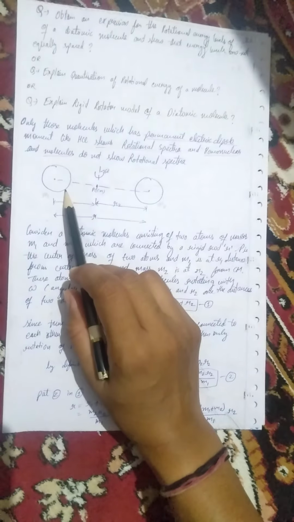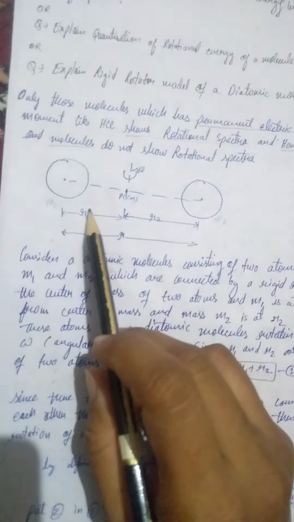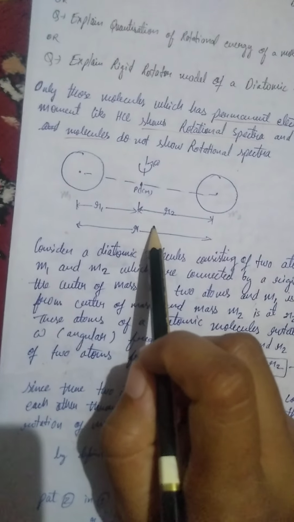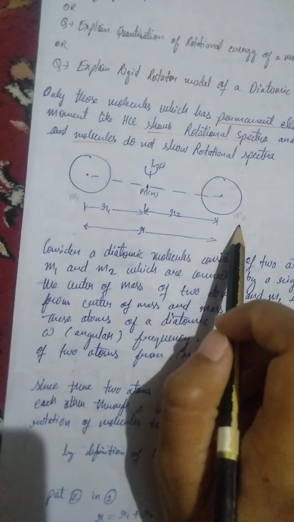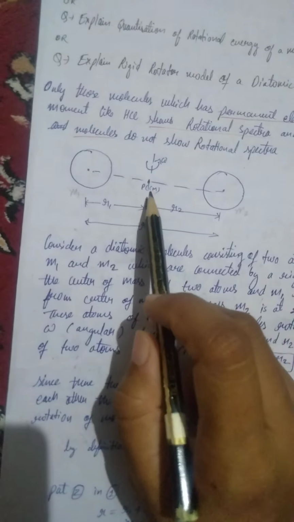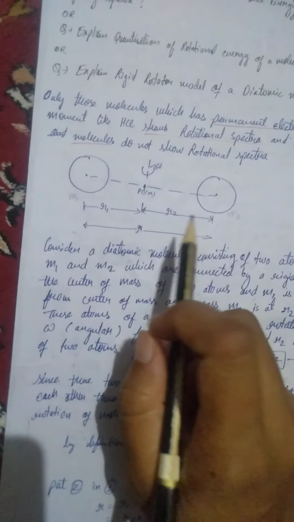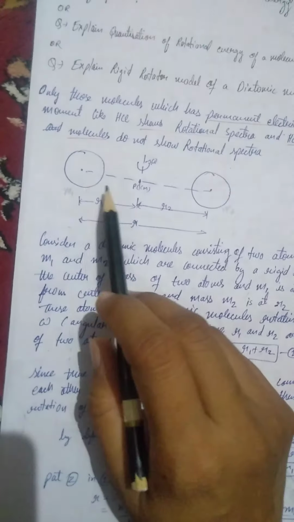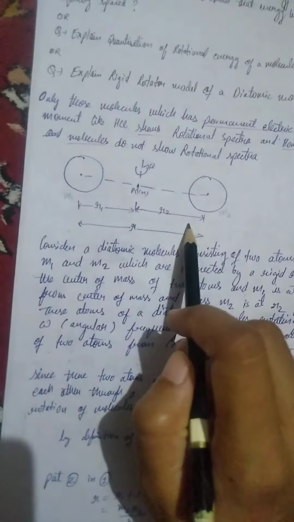So let us consider two atoms which are separated by a distance r. This atom has mass m1, this one has m2, and this is the center of mass, which is represented by point P, and these are rotating with angular frequency omega. From the center of mass, the distance to this atom is r1 and to the other is r2.